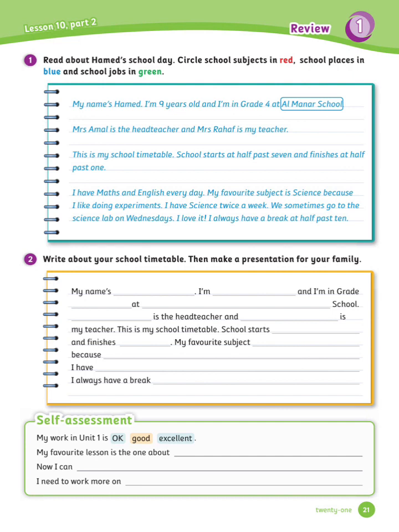Now, let's circle the jobs in green. Head teacher, teacher. Let's circle subjects in red. Math, English, science. Now let's circle places in blue. Science lab. In exercise number 2, write about your school timetable. Then make a presentation for your family.